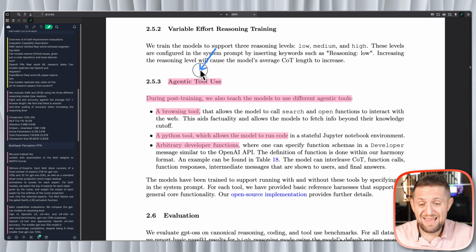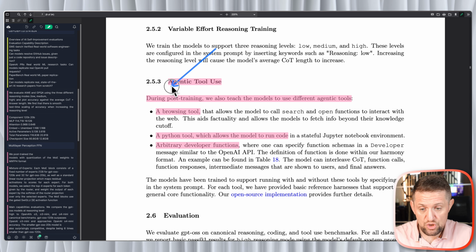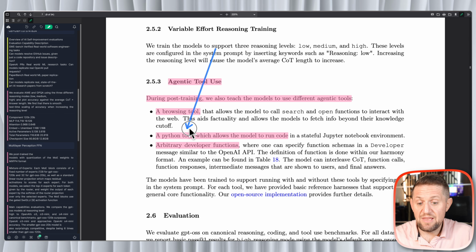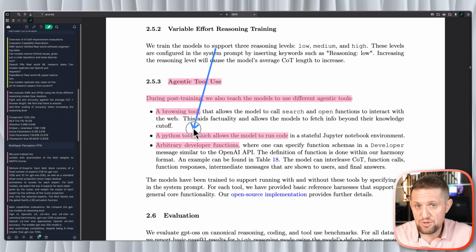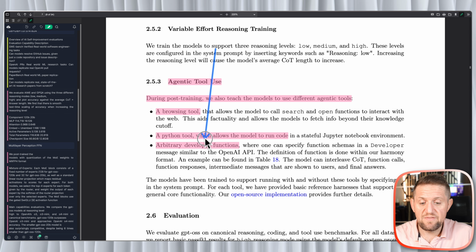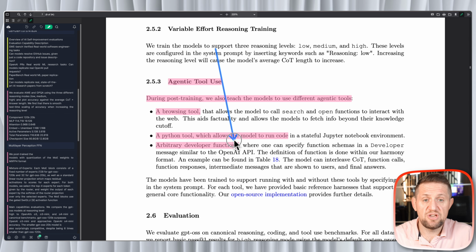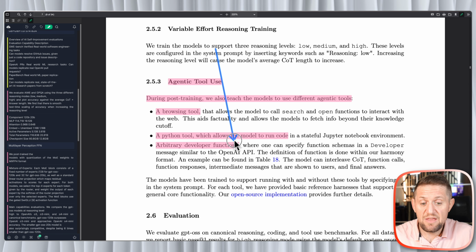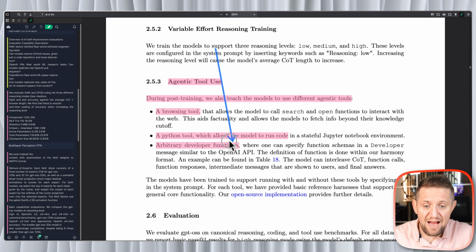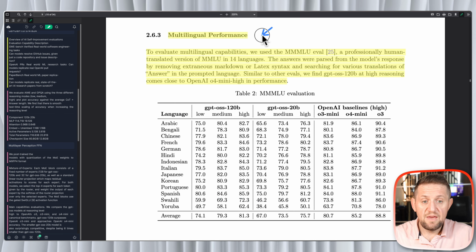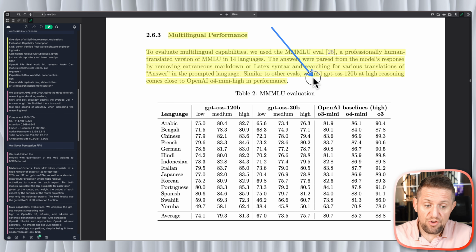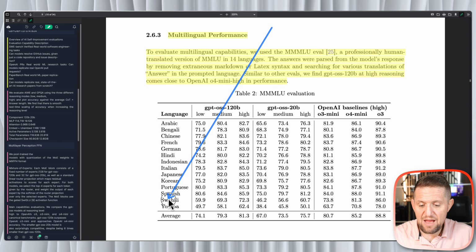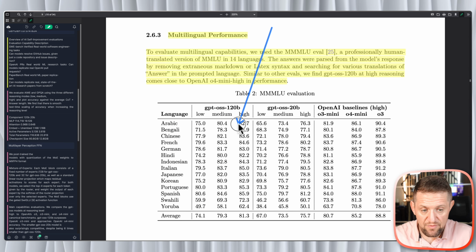Again, when training the models, they developed their capabilities when it comes to tool use or function calling, and they worked with a browser tool, again accessing the internet, and then a Python tool, which is like a code interpreter for these models, and arbitrary developer functions, which is basically a function that you can develop yourself in an application that you're creating around these models. So whatever function you can design, these models will be able to call that function. If you are interested to know about languages, here they're focusing on the multilingual performance of these models, and you can see all of the languages that they tested to see how they perform with these languages.